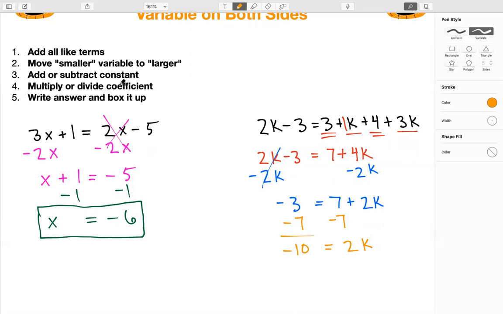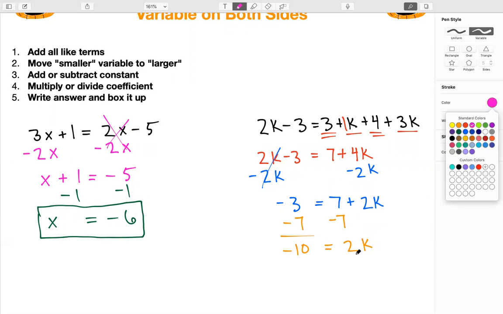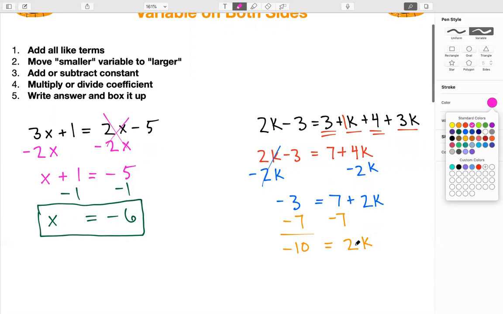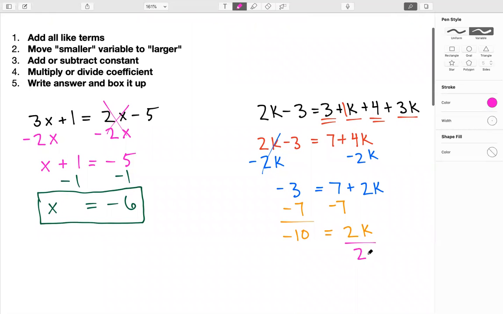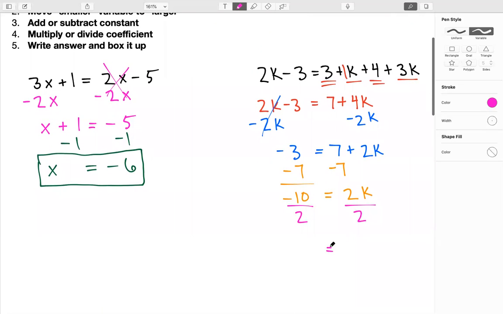Now we have to multiply or divide the coefficient. The coefficient is this 2 in front. So we have to continue isolating this variable. Because it's being multiplied, we divide. Now k is by itself, exactly what we wanted. Negative 10 divided by 2 is negative 5. And that is our answer. We can write it that way, that's fine. So we box it up.